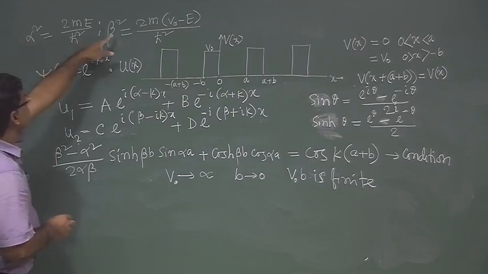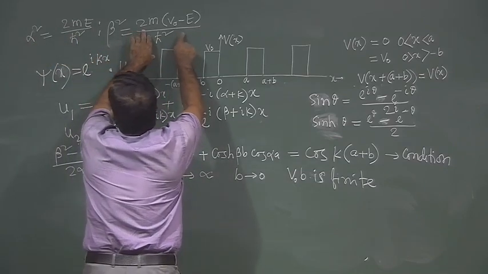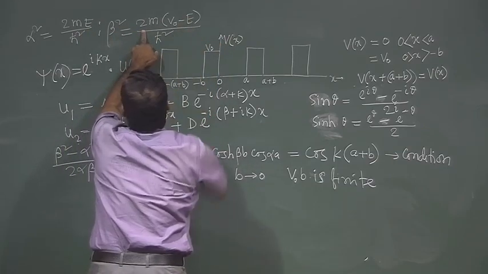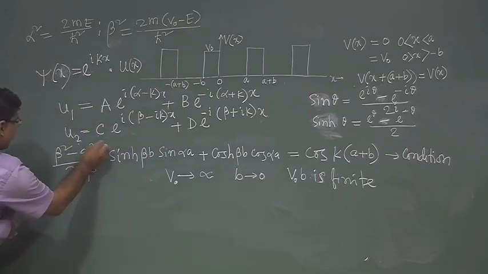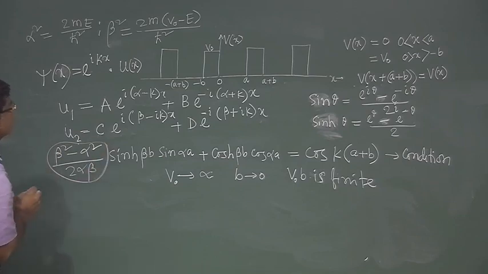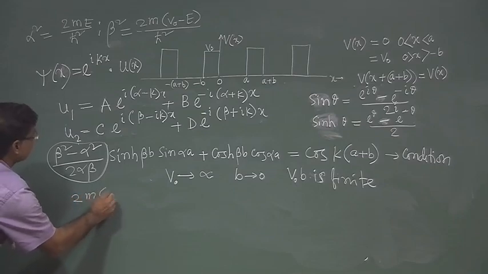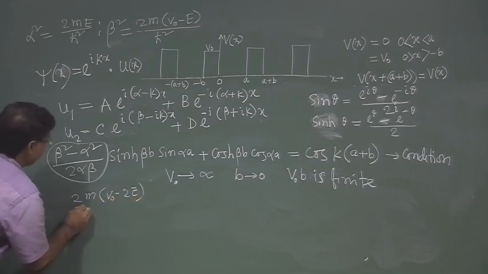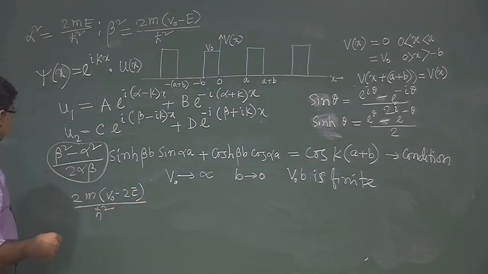So, beta square minus alpha square, beta square minus alpha square. So, minus of this one, right. So, it will be 2e. What we will get? From this term, we will get beta square minus alpha. So, 2m v0 minus 2e divided by h cross square, right.